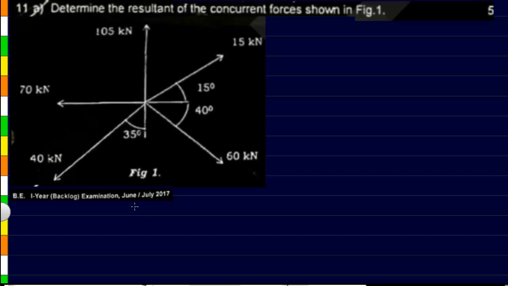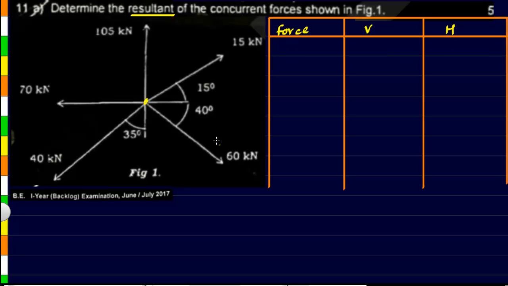This question appeared in the June-July 2017 backlog examination, and here again we'll have to find the resultant. All the forces, you can see, are concurrent. So we can again go ahead with the same table, starting with force, then vertical and horizontal components. Okay, so let's proceed. We'll start with this force over here.